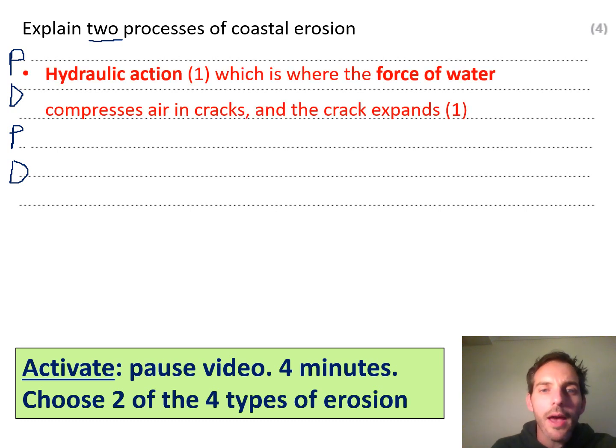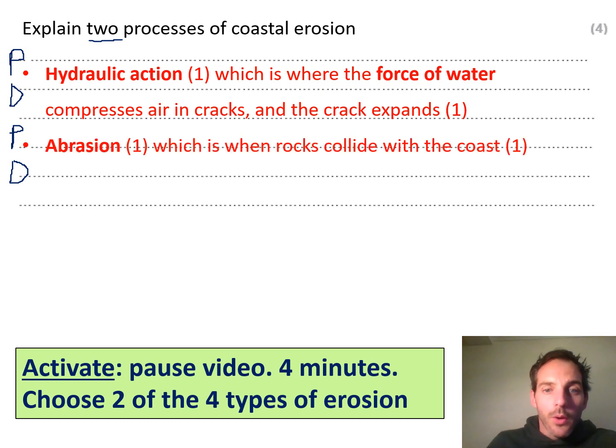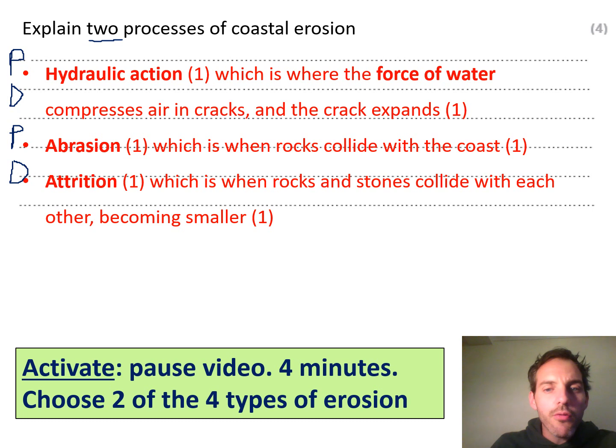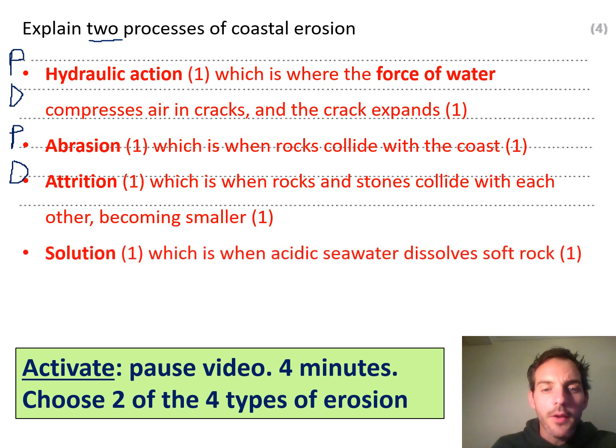So we could have said hydraulic action, point, is where the force of water compresses air in cracks and the cracks expand, or words to that effect. We could have said abrasion, point, which is when rocks collide with the coast, develop. We could have said attrition, which is where rocks and stones collide with each other, becoming smaller and smoother. We mentioned that too. And then lastly, solution. This is when acidic seawater dissolves soft rock. Please give yourselves a mark out of 4 and green pen anything you didn't get right.